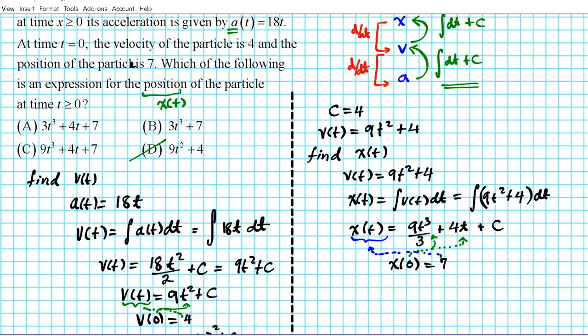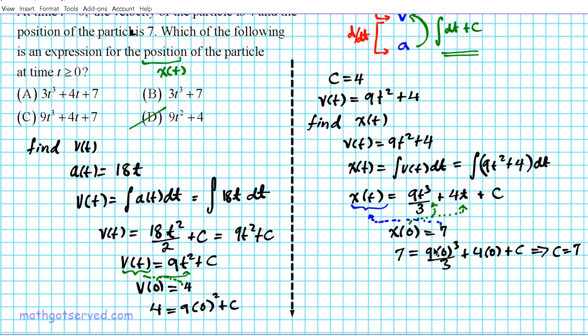So when we make our substitution, we're going to have 7 is equal to 9 times 0. All this is going to be 0, but let me just show you the work. So 4 times 0 plus c. And this automatically follows that c equals 7. So, ladies and gentlemen, our position function, x of t, is what you get when you put that 7 into the general position function.